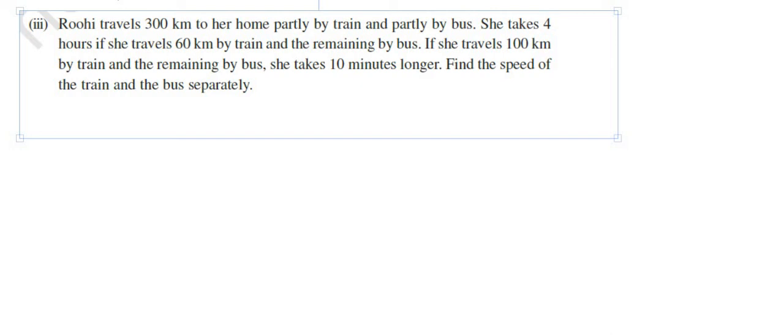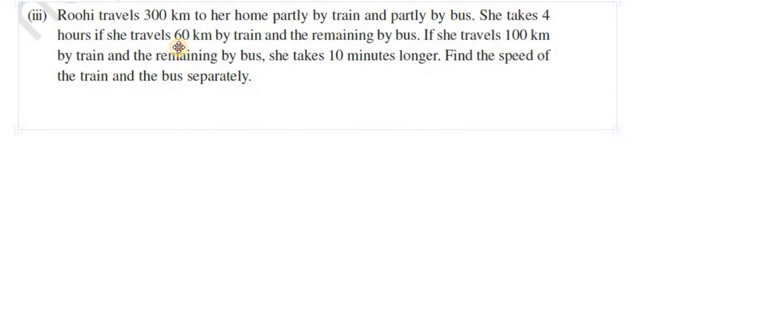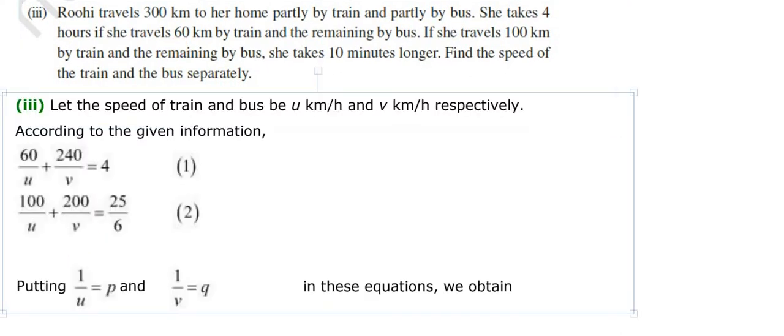Okay, we'll do this now. Let the speed of the train be u kilometers per hour and the bus be v kilometers per hour respectively. According to the given information, Rohi travels 300 kilometers. So how did she travel? Partly by train and by bus.